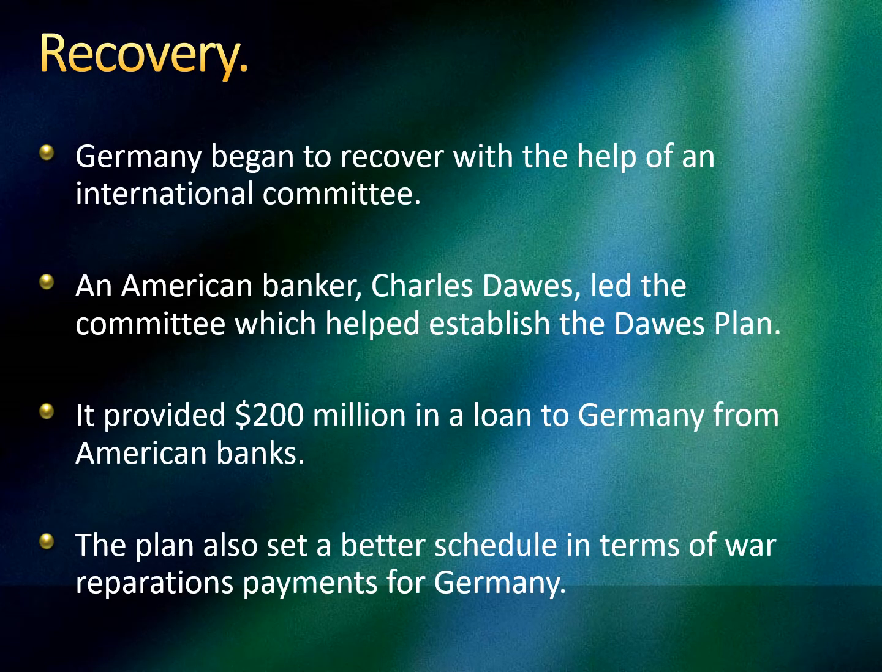Germany began to recover with the help of an international committee. This international committee was led by an American banker. His name was Charles Dawes, and he helped establish the Dawes Plan. What the Dawes Plan did was provide a $200 million loan to Germany from American banks. The plan also set up a better schedule for Germany's war reparation payments.